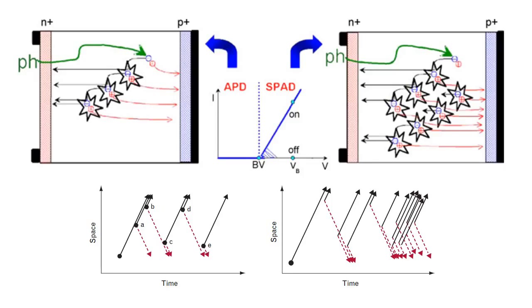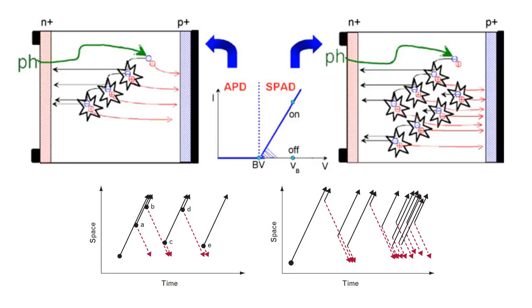Here we can see the difference in generation between avalanche photodiodes and single photon avalanche diodes. In the avalanche photodiode, the bias is below the breakdown voltage. It has a lesser electric field than that of the single photon avalanche diode, but enough for a photon to generate an electron-hole pair that can then generate another.